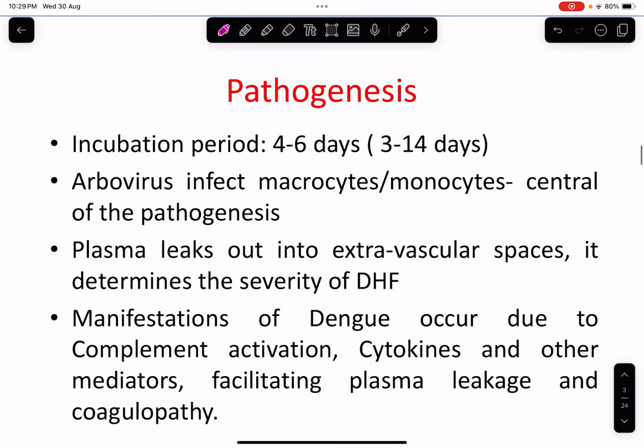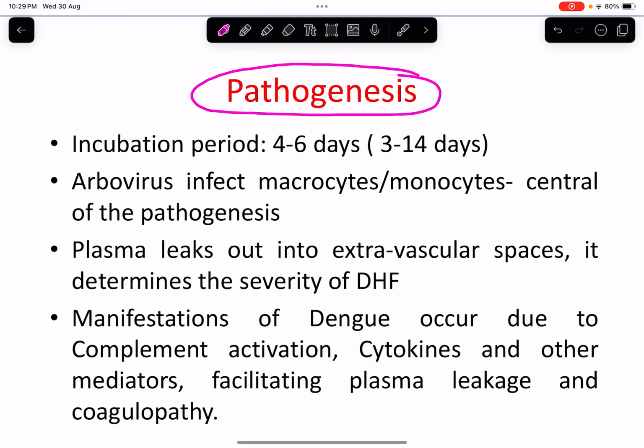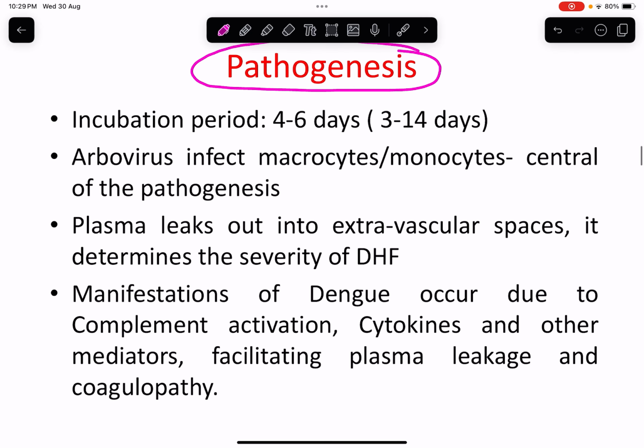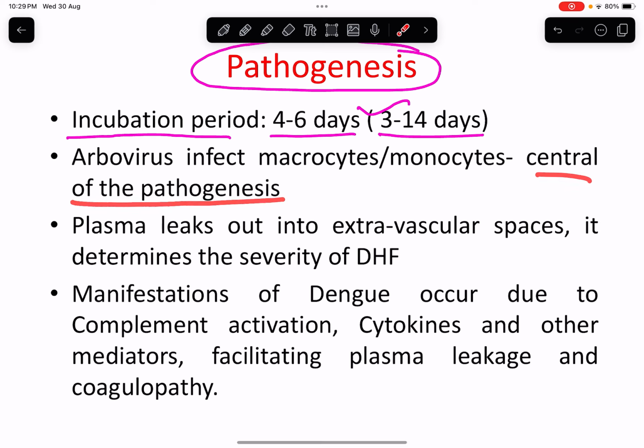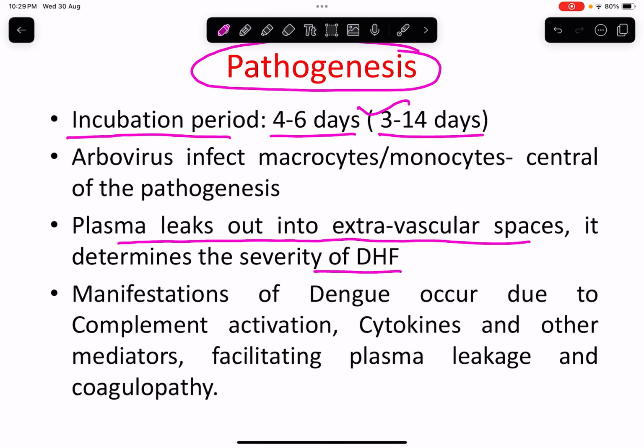Now let's know about the pathogenesis of dengue. What happens and what it causes. Incubation period is 4 to 6 days. It may range from 3 to 14 days. The virus infects macrophages and monocytes. It is the center of the pathogenesis. And there will be leakage of plasma into the extravascular space. It results in dengue hemorrhagic fever, or it may lead to dengue shock syndrome. So these are the complications of dengue infection which I am going to discuss later on.